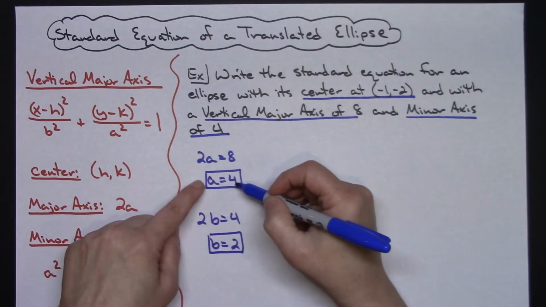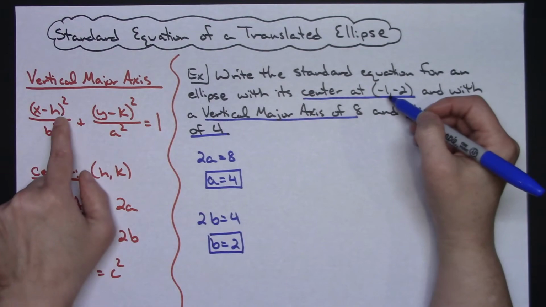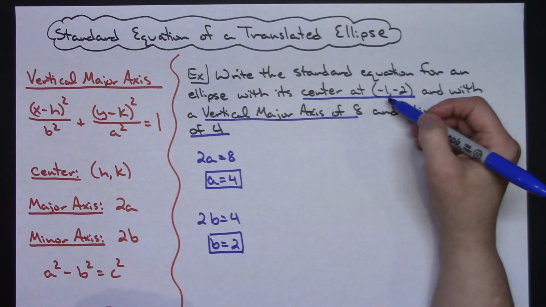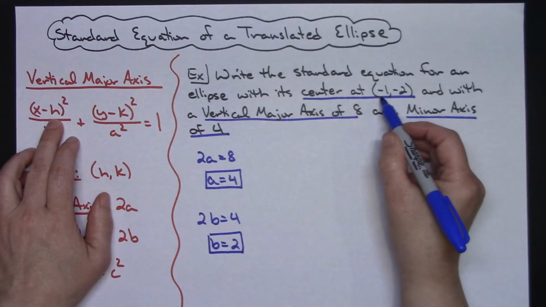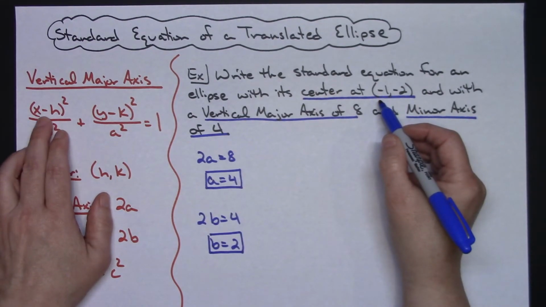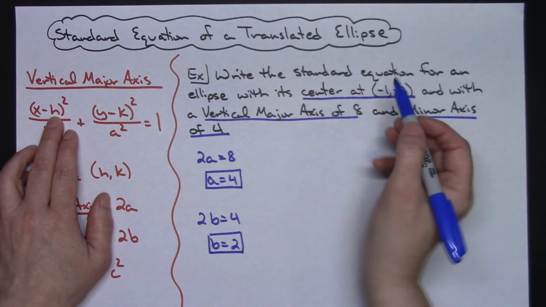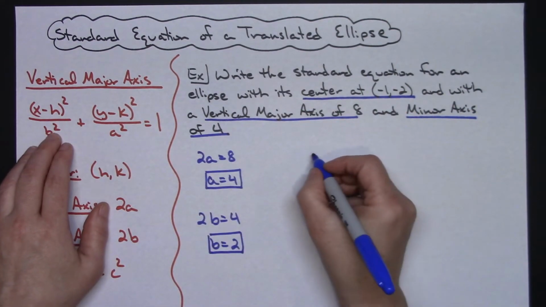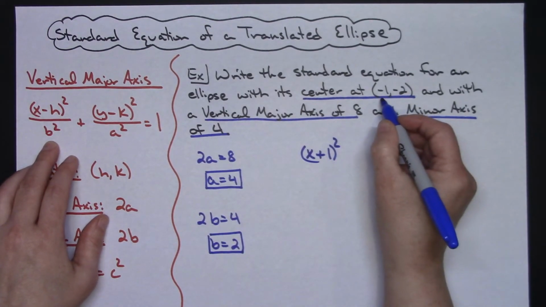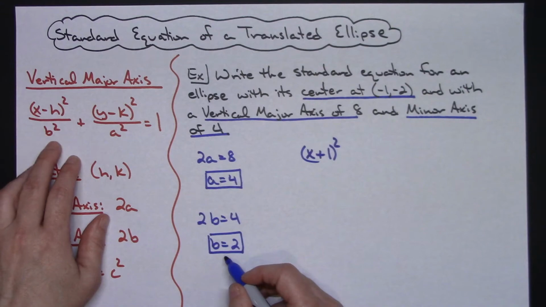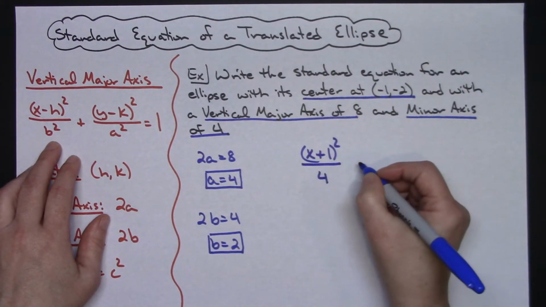Now that I know my a value and my b value, I need those two for my formula. I also need the center for the h and the k, so now I am ready to write the equation. My h value is -1. I'm going to plug it in. Minus a -1 gives me a positive 1, or you can just always remember when you put it in, it's the opposite of what you see. So (x plus 1) quantity squared, and then over my b squared. b is 2, and 2 squared is 4.